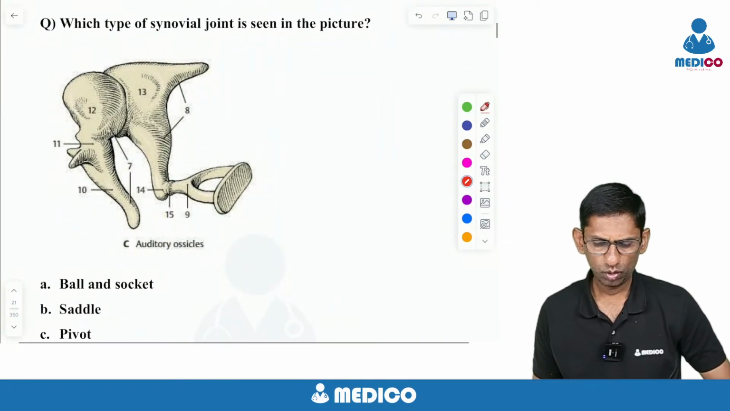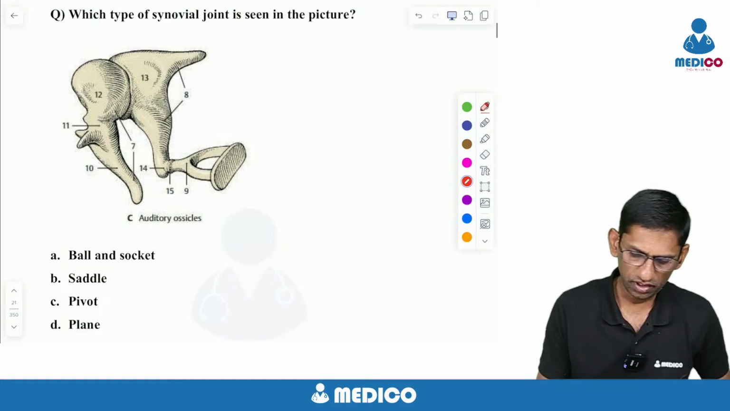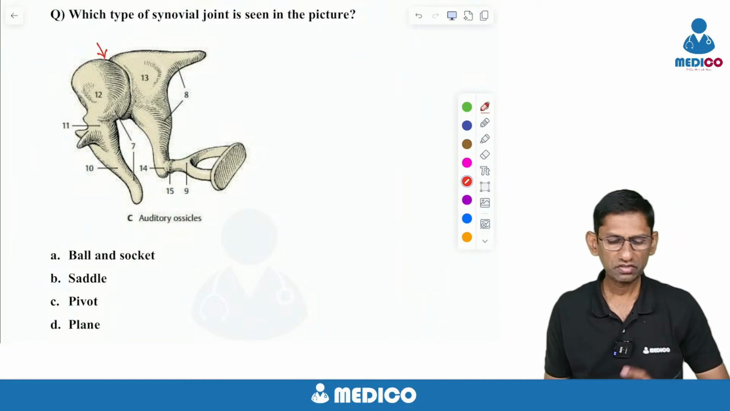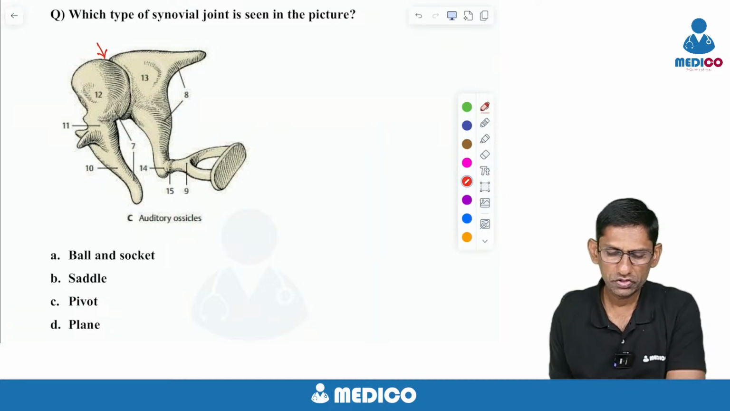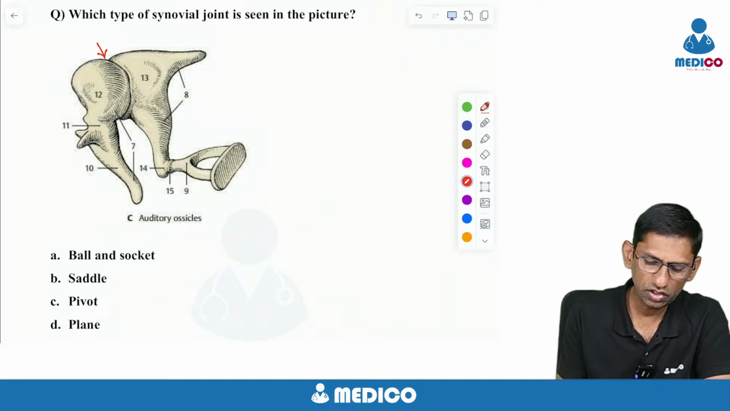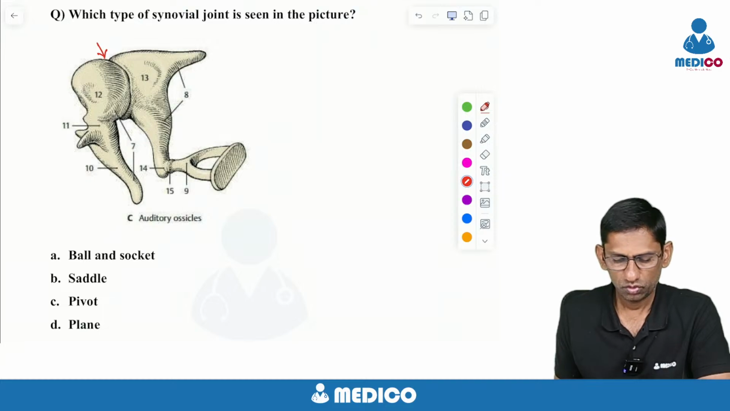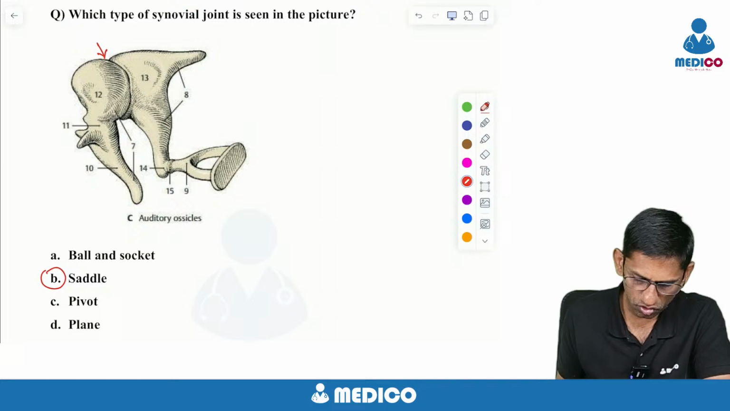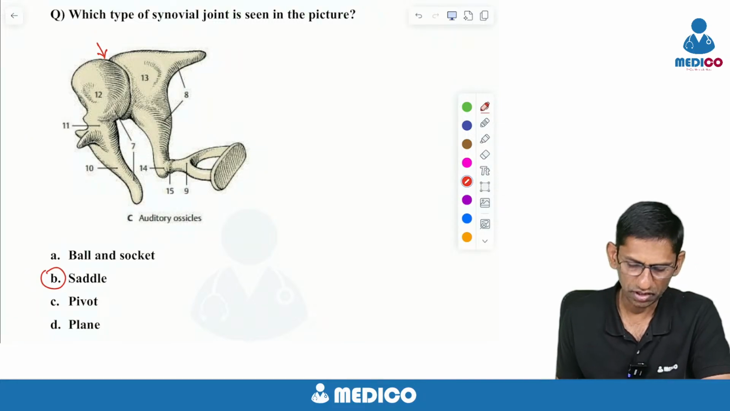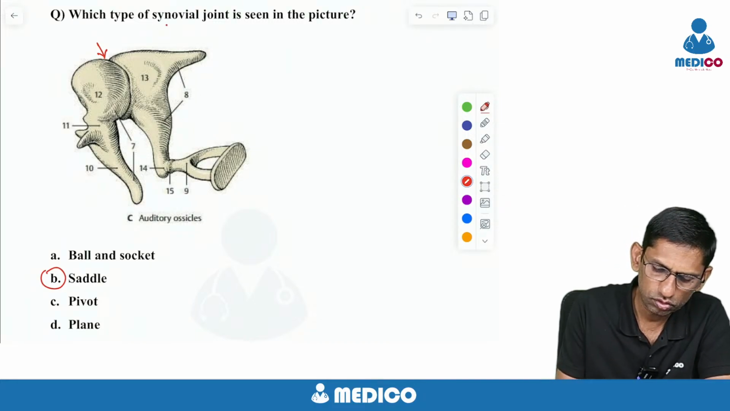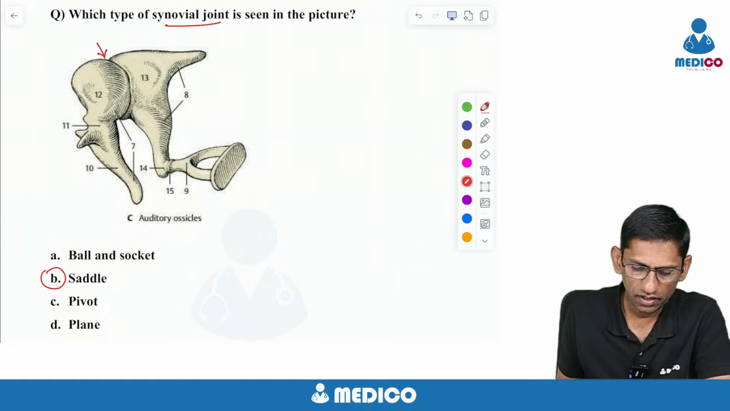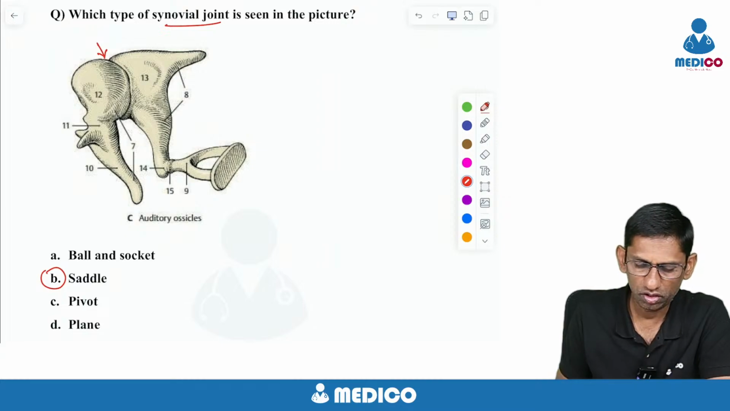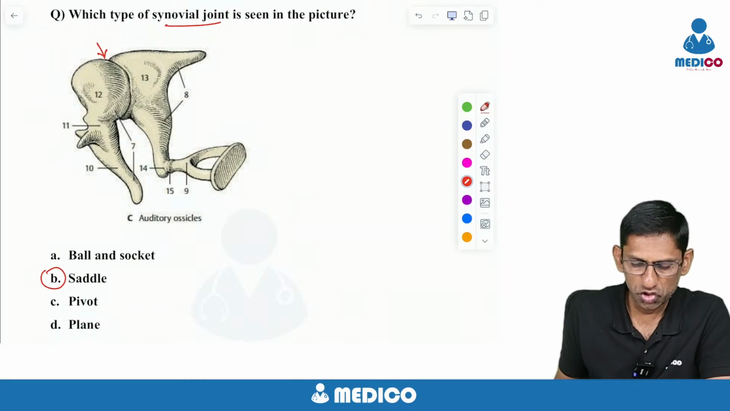Which type of synovial joint is seen in this picture? The point they have noted is this joint. This is the incudo-malleal joint. So what is this joint type? This is saddle type. Ball and socket, saddle, pivot, plane. The points to notice: both are synovial joints, and the type of joint in the incudo-malleolar junction is called saddle joint.